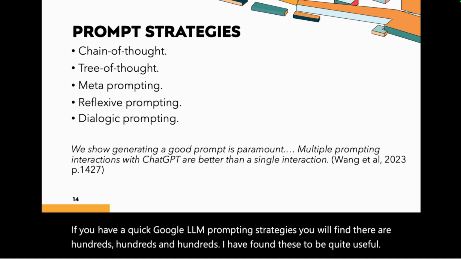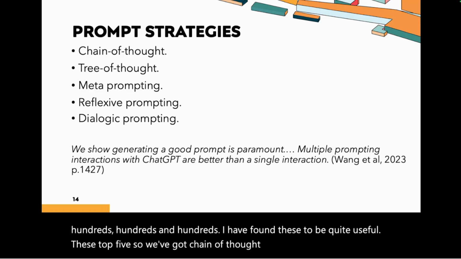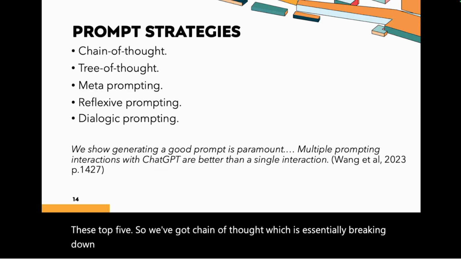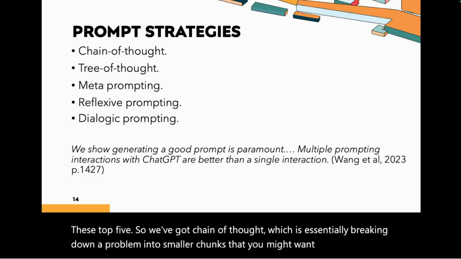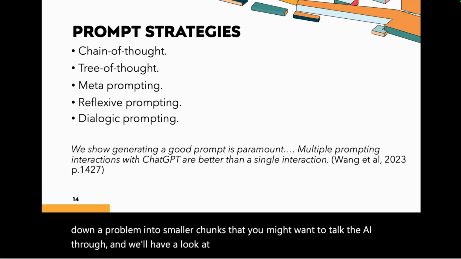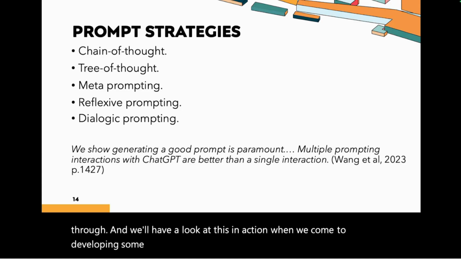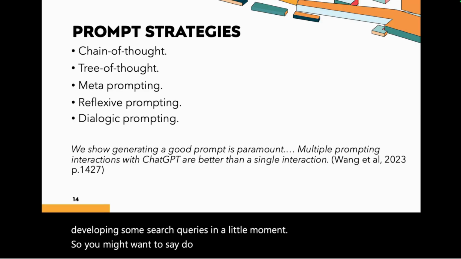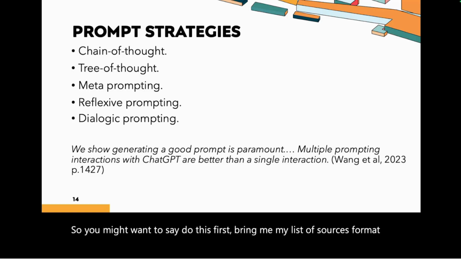So we've got chain of thought, which is essentially breaking down a problem into smaller chunks that you might want to talk the AI through. And we'll have a look at this in action when we come to developing some search queries in a little moment. So you might want to say, do this first, bring me my list of sources, format into Harvard referencing style, filter out anything from 2015 to 2025, etc. We've got tree of thought, which is a hierarchical approach.